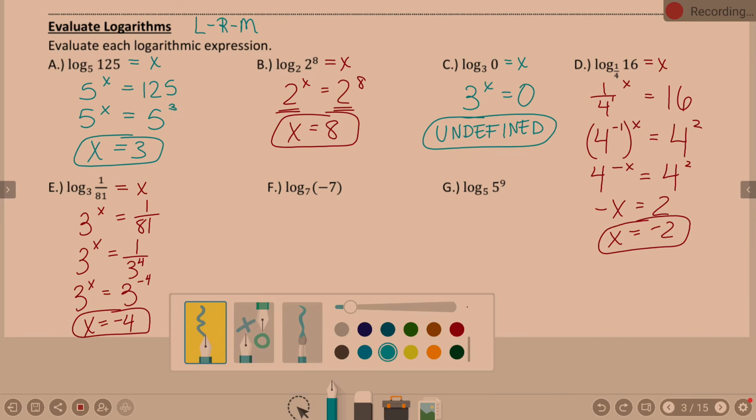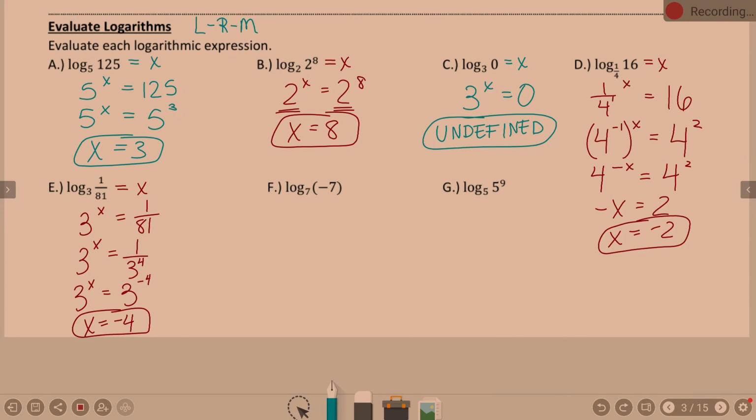Okay. F. Log base 7 of negative 7. Every problem in this section, what am I having us do? Set it equal to x, so we can take this log and turn it into an exponent. So if we turn this into an exponent, 7 to the x is equal to negative 7. So 7 to what power equals negative 7? Negative 1. What is 7 to the negative first?